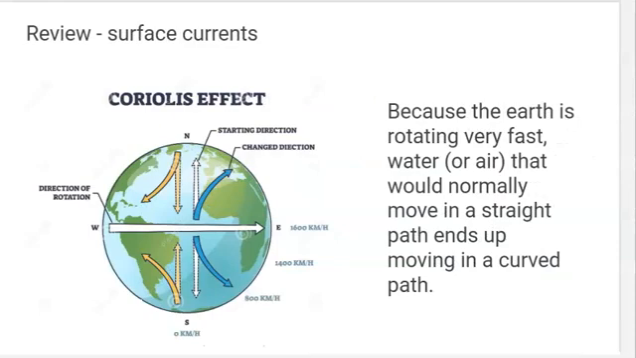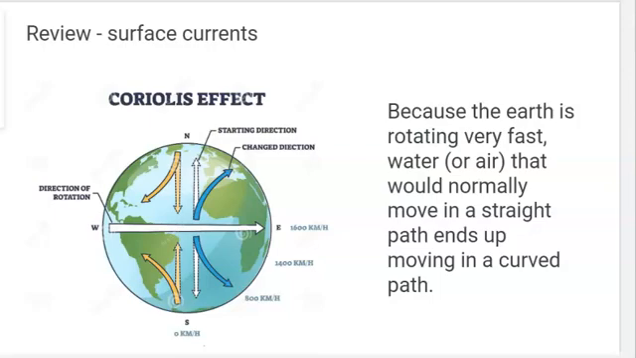And the reason for that is what we call the Coriolis effect, which works like this. Because the Earth is rotating very fast, water, or in today's case, air, that would normally move in a straight path ends up moving in a curved path.